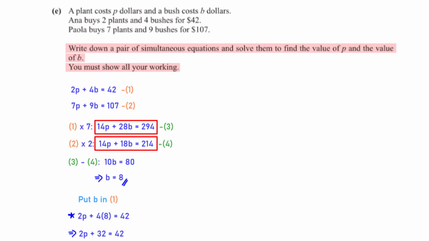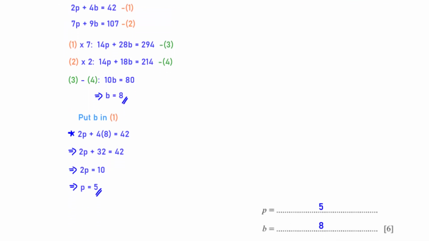To eliminate p, we subtract equation 4 from equation 3. This gives us 10b equals 80. When we divide both sides by 10, we get b equals 8. We can now plug in the value of b into any of the equations to get p. If we pick equation 1, we have 2p plus 4 times 8 equals 42. 4 times 8 is 32. When we subtract 32 from both sides, we get 2p equals 10. And when we divide both sides by 2, we get p equals 5.